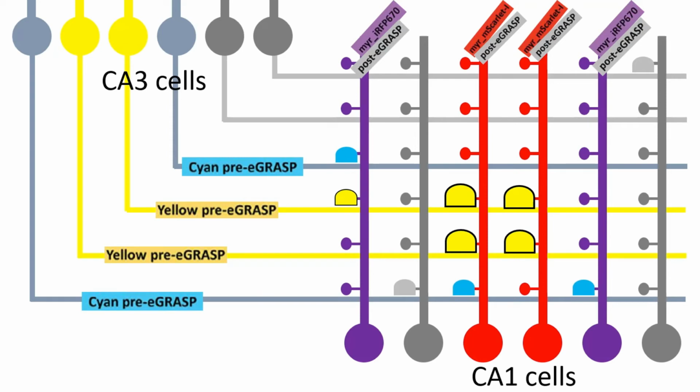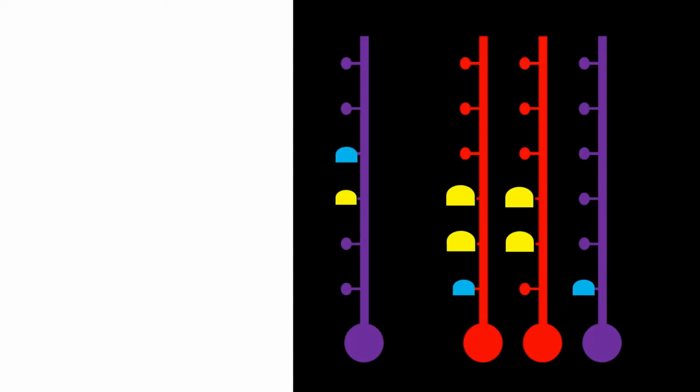And any synapse made from a CA3 cell expressing cyan pre-eGRASP onto a CA1 engram cell will be labeled in cyan in the fluorescent images. I'll pulse this one now. Now, in the actual experiment, only CA1 is imaged, and only those cells and synapses that are labeled with fluorescent proteins will be visible. So we'll actually see something more like this. But from this, we can clearly distinguish the four classes of synapses.